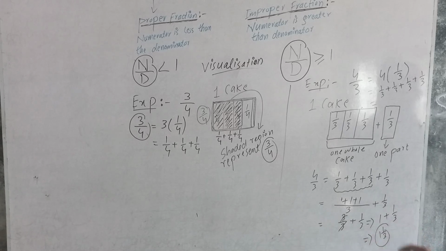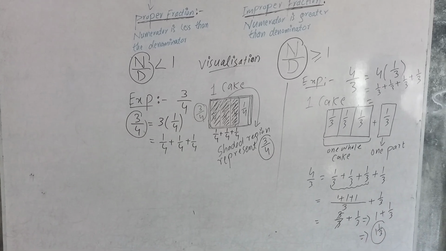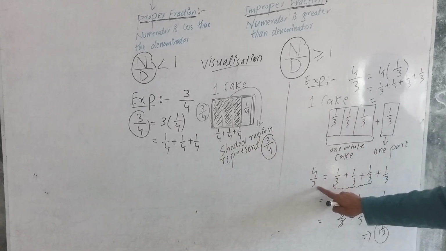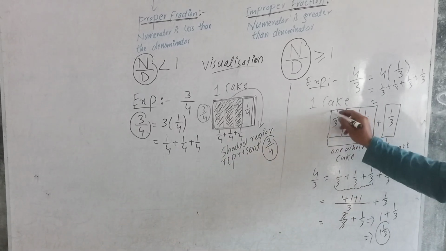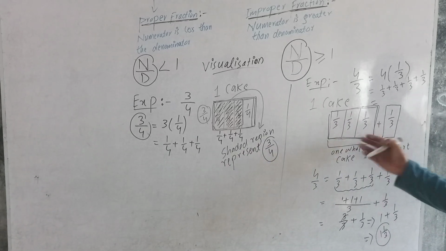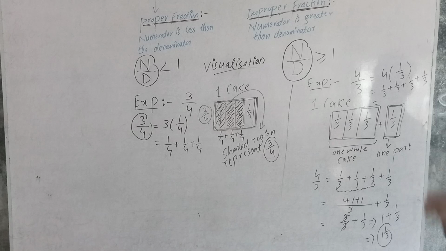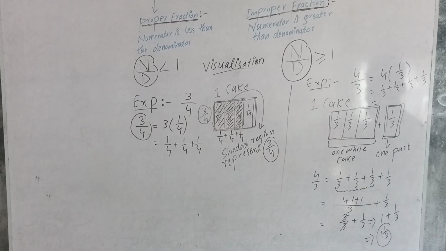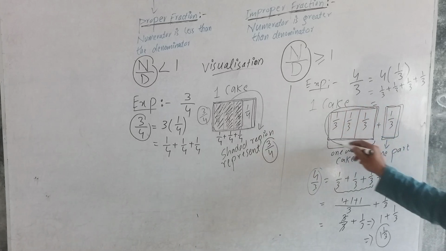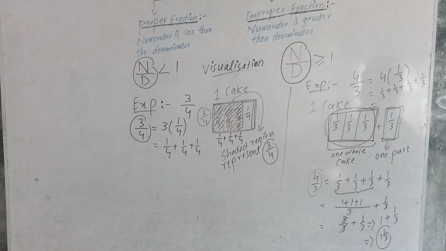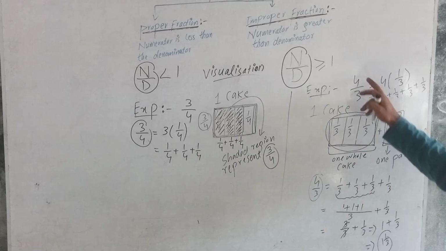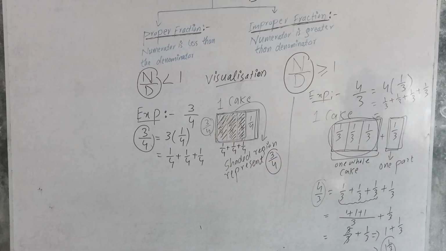So this is a mixed fraction. It means that 4 by 3 is one complete cake, that is, one whole and one part. So the value of 4 by 3 is greater than one whole. Therefore 4 by 3 is an improper fraction.